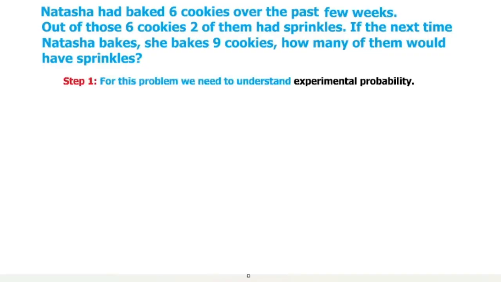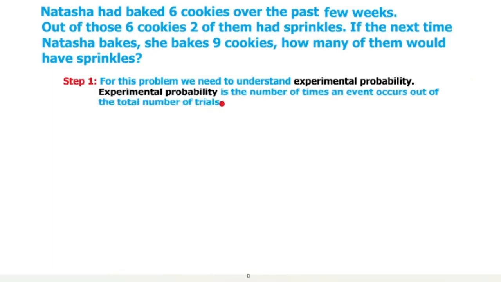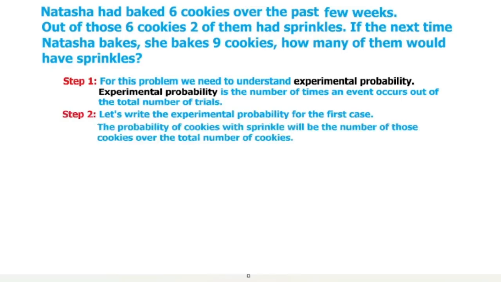So let's review this. Step 1. For this problem, we need to understand experimental probability. So, experimental probability is the number of times an event occurs out of the total number of trials. So, let's write the experimental probability for the first case. In the first case, the probability of cookies with sprinkles will be the number of those cookies over the total number of cookies.